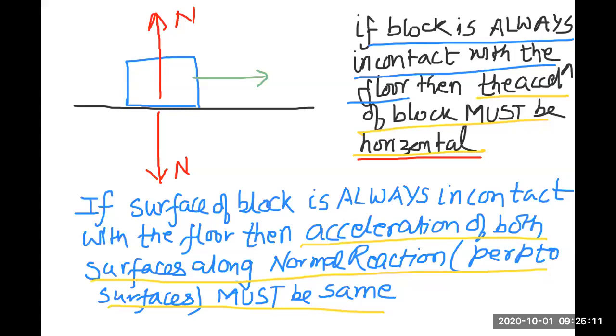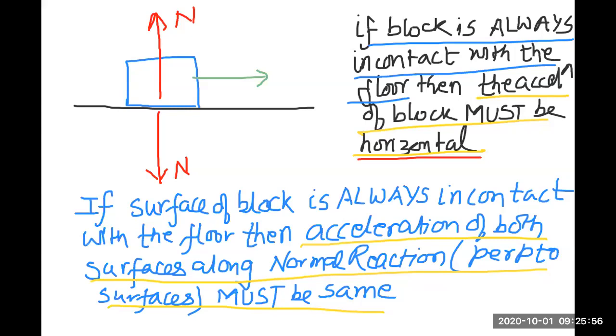बट अगर ब्लॉक को पिकअप कर लिया तो कांटेक्ट ही खत्म हो गया, और मेरा ये इनिशियल स्टेटमेंट है, it is given to you that the block and the floor always remain in contact with each other. If the block and the floor always remain in contact with each other, then this simply means that the acceleration of the block must be horizontal, right? ये I hope सबको समझ में आया है। अब मैंने इसको अलग तरीके से लिखा है.